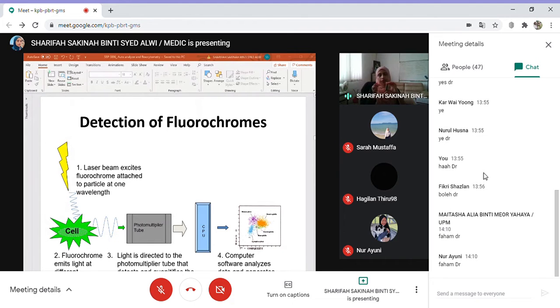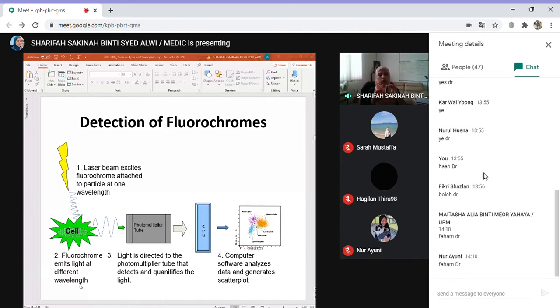So what happened is that you've already stained the cells with whatever stain you want to stain. Some of the wavelength will be absorbed, and some of them will pass through. Whatever is passed through is directed to the photomultiplier tube, that detects and quantifies the light.